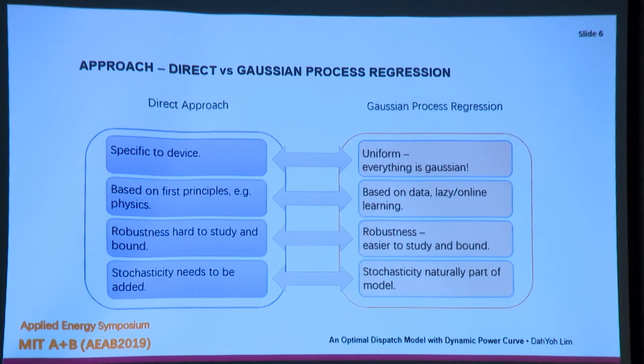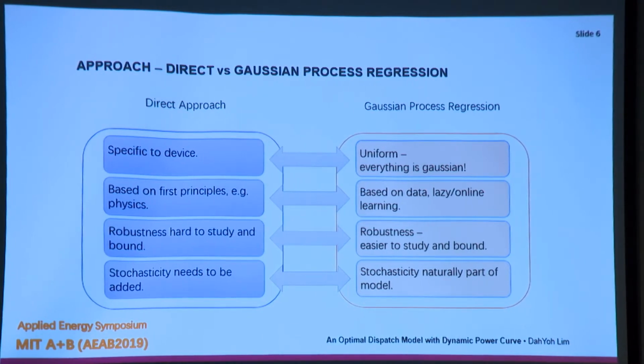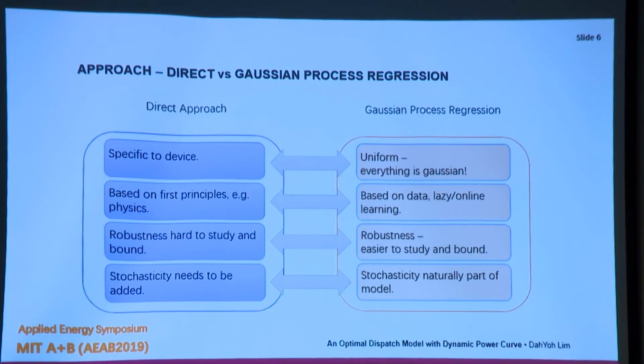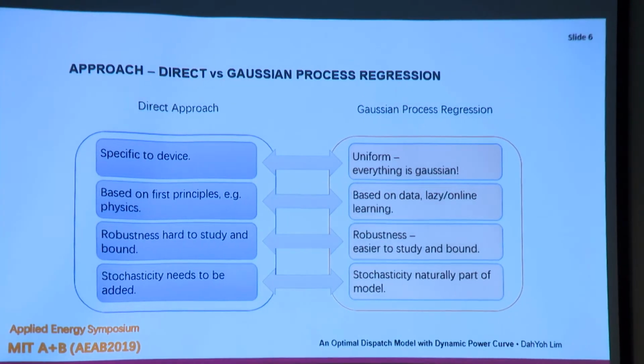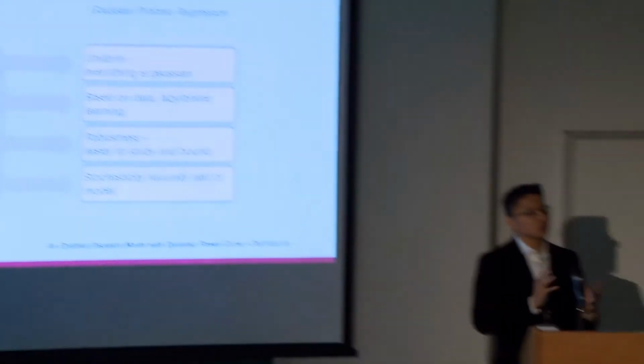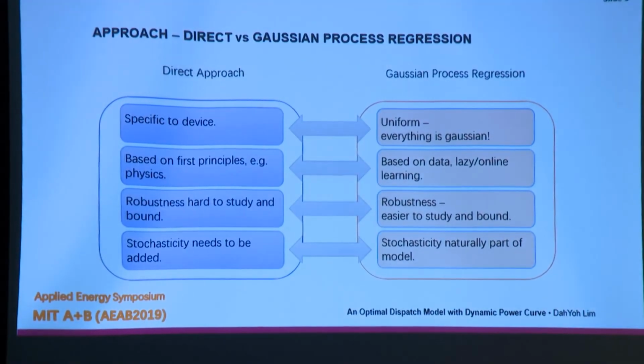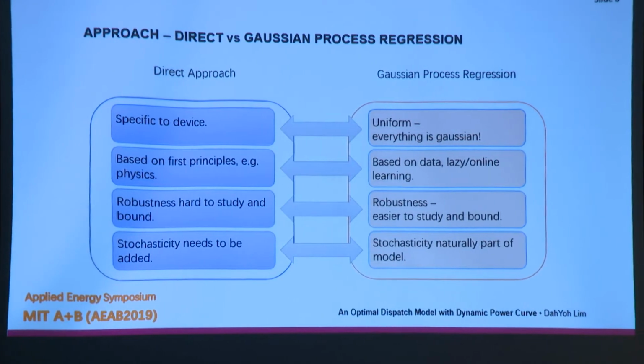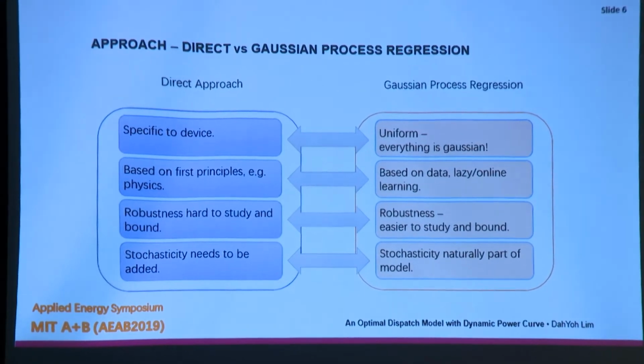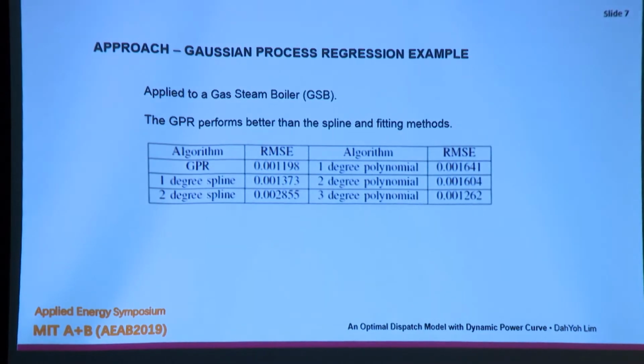I'm not a physicist. So with Gaussian process regression, you could base it on data and lazy or even online learning. In particular, as the device ages, the parameters definitely change, right? So the data-driven approach naturally takes that into account. Also, in the direct approach, usually robustness is very hard to calculate and bound. And here, Gaussian process regression makes that much easier as well. Stochasticity is also built in naturally as part of the model. You can come up with a confidence interval of the prediction.